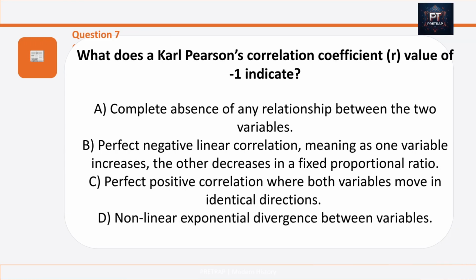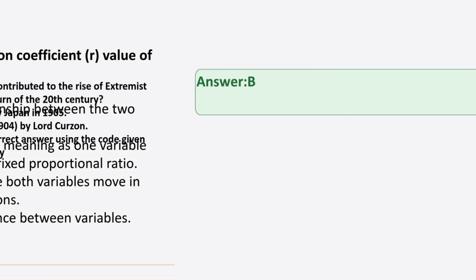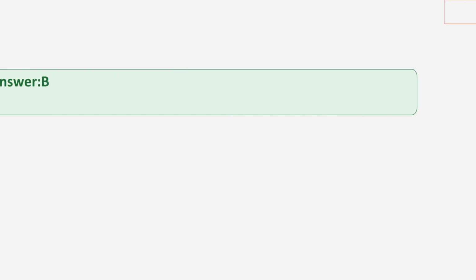Question number 7 is, what does a Karl Pearson correlation coefficient value of -1 indicate? Option A, complete absence of any relationship between the two variables. Option B, perfect negative linear correlation, meaning as one variable increases, the other decreases in a fixed proportional ratio. Option C, perfect positive correlation where both variables move in identical direction. Option D, non-linear exponential divergence between variables. And the answer is option B.